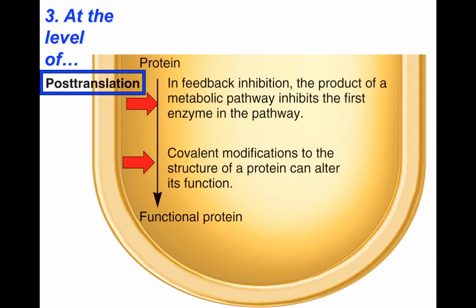Finally, covalent modifications to alter a protein can also alter its function, such as adding phosphate groups or sugar groups or many other different kinds of moieties to a protein will change its function. They can either activate it or repress it or modulate it in one way or another.